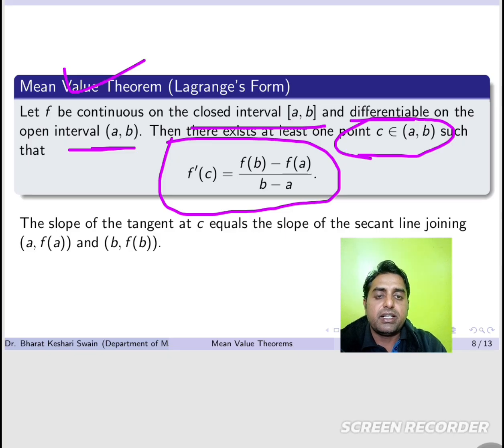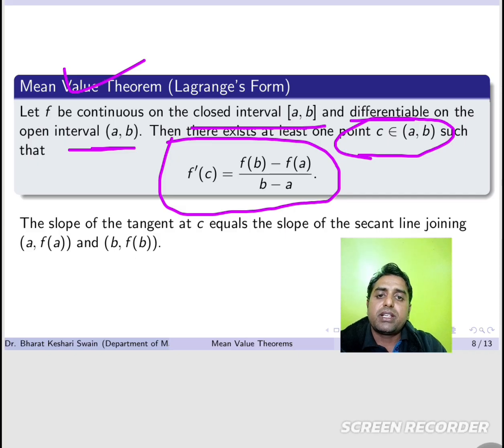Okay, in case of Rolle's theorem, there was another condition, f of a equal to f of b, but here that is not the case. Only the closed interval, it is continuous in the closed interval, as it is in Rolle's theorem, and differentiable on the open interval, it was also in Rolle's theorem, but the condition f of a equal to f of b is not here. Okay, it is not here.